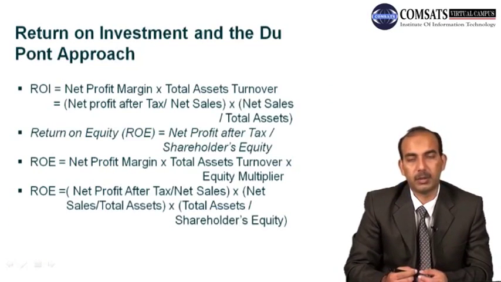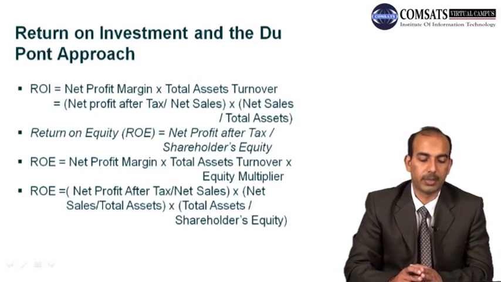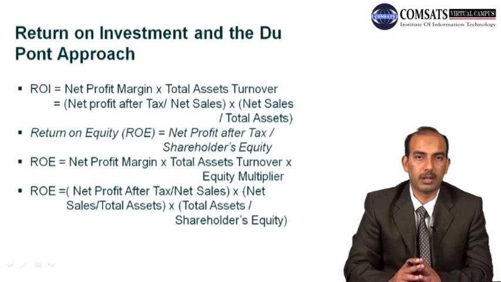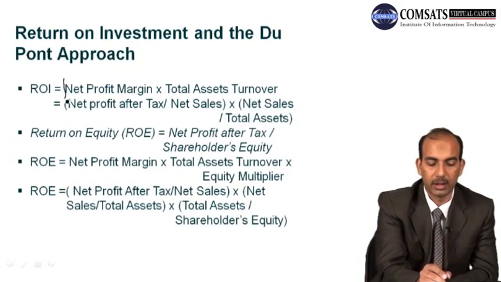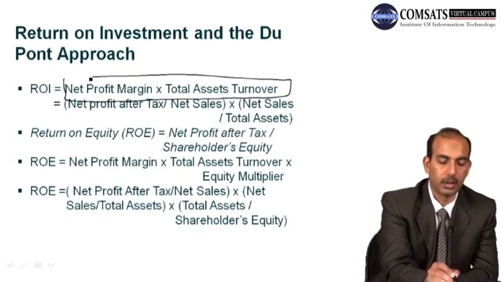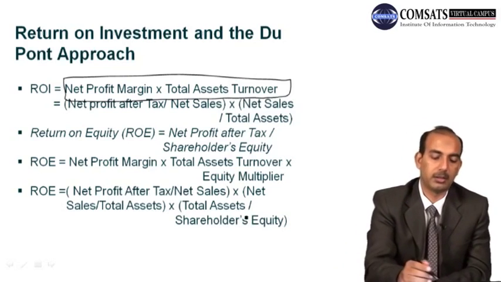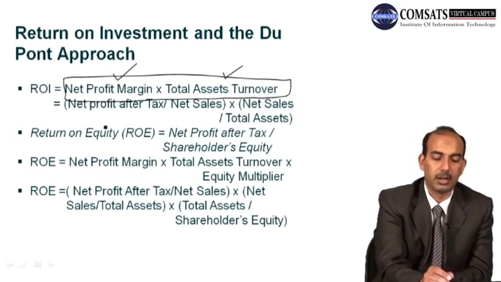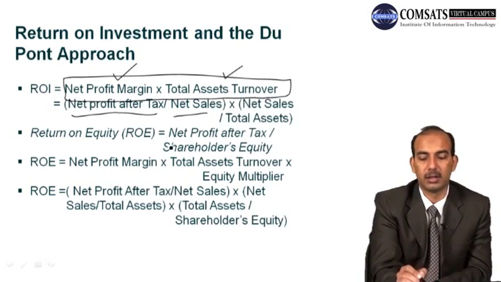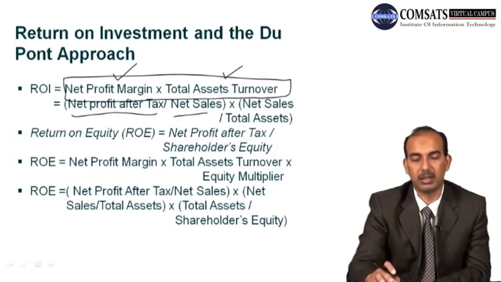And then there is another approach which we call the DuPont approach. It is not much different, but it involves many variables, but finally we are left with the same variables we discussed before. So if you look here, the return on investment, which we got by dividing the net profits with the total assets. Here in this formula, it is net profit margin into total assets turnover. According to the DuPont approach, we calculate return on investment by multiplying these two things, that is net profit margin and total asset turnover. So how do we calculate net profit margin? It is net profit after taxes divided by net sales, and we multiply it with total asset turnover. Total asset turnover we calculated by dividing the net sales with total assets.